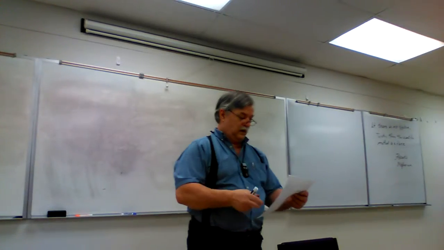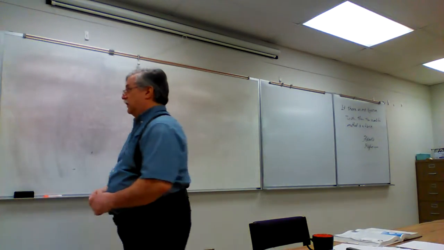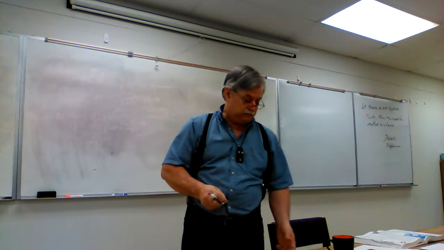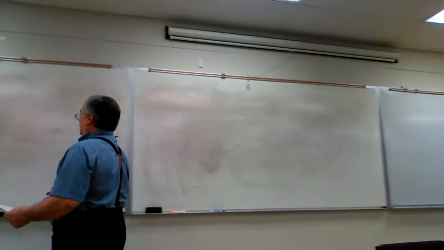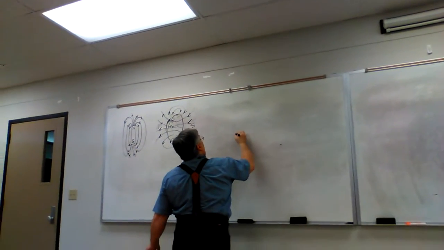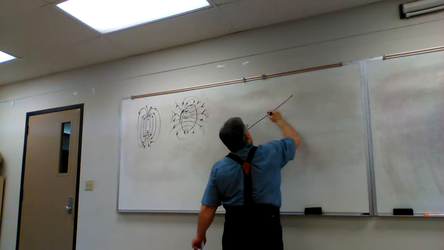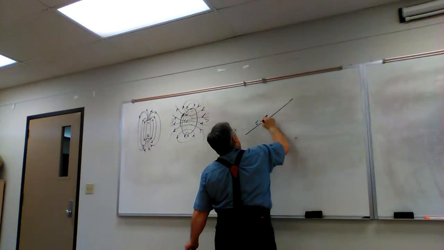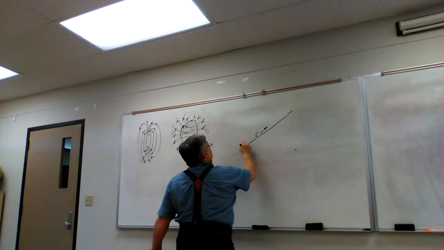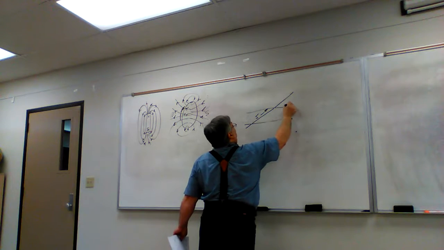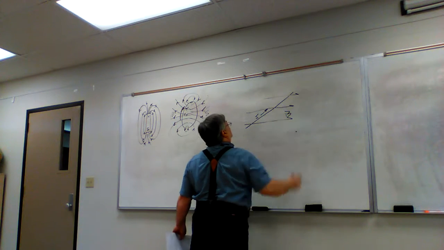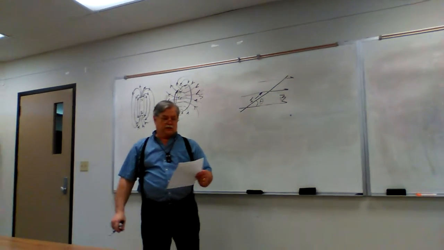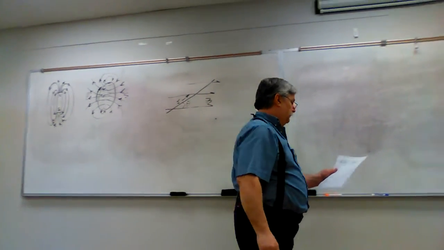Now, we also talked about the force that a magnetic field exerts on a current-carrying wire. Here's your wire, and it's carrying a current I going in that direction. Here's the magnetic field, B. There's the angle theta between the wire and the magnetic field.